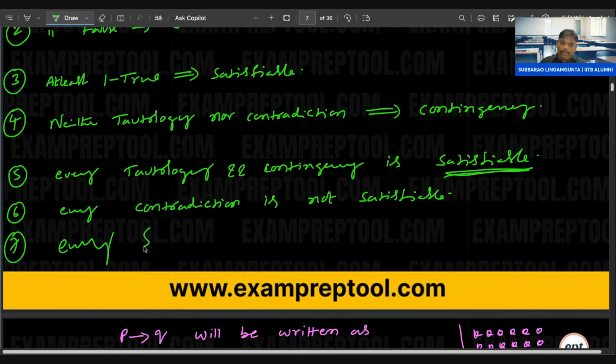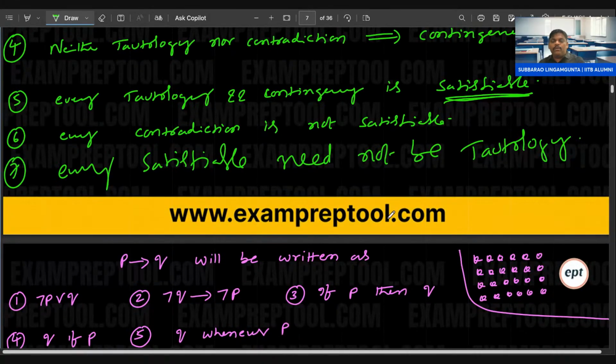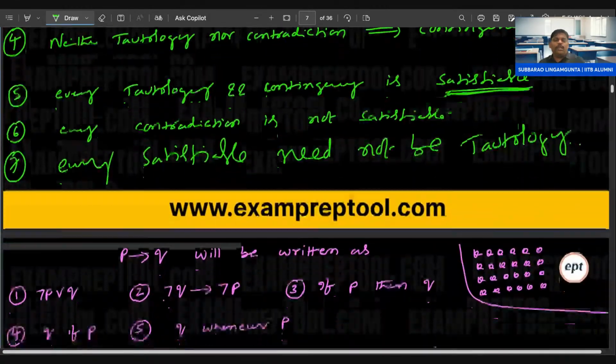Every satisfiable need not be tautology. Try to understand: every satisfiable need not be tautology. I hope everyone is clear with this. Every satisfiable need not be tautology. These things we have already covered.